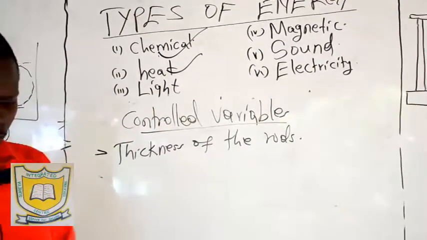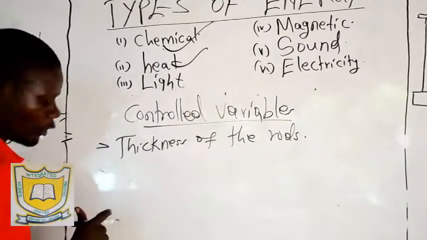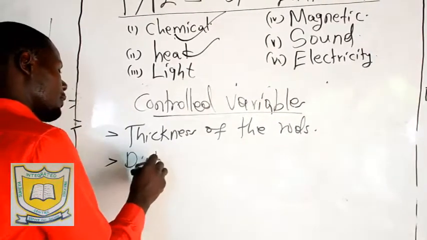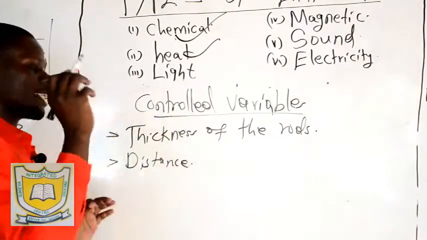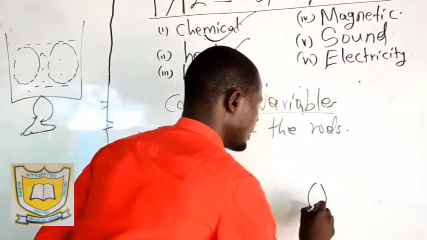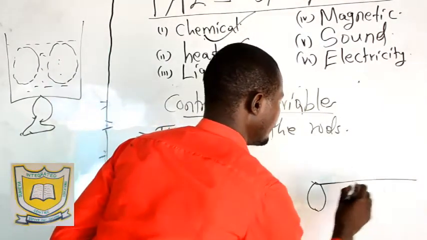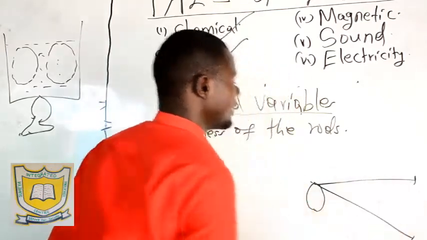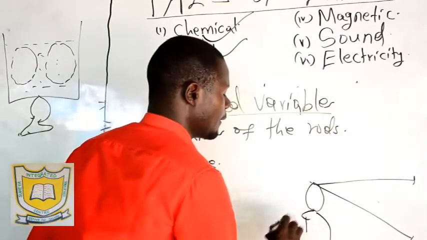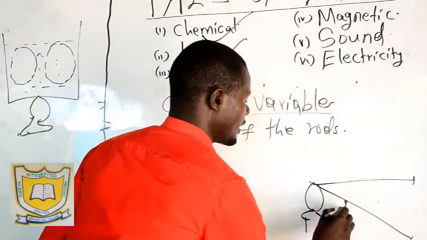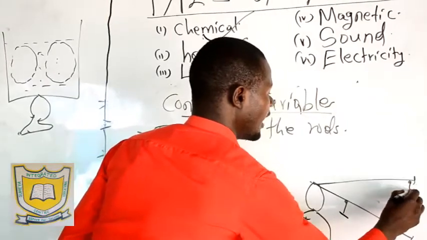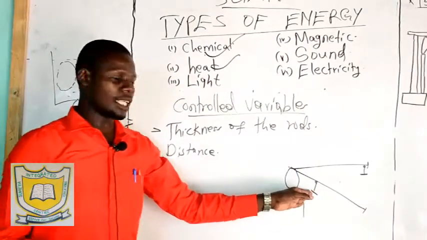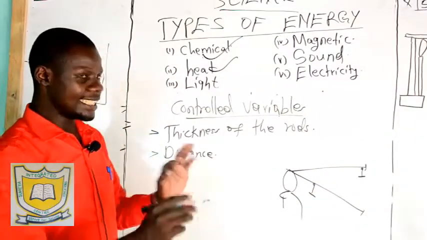Then second, we have distance or length where the pins are attached. Distance also matters. We have the source of heat here, and then we have two metals, and you are performing conduction. This is the source of heat, and then you fix the first pin here, and the second pin here. For example, here is 30 centimeters away from the source of heat, and here is 10 centimeters away from the source of heat. You find that distance also matters.